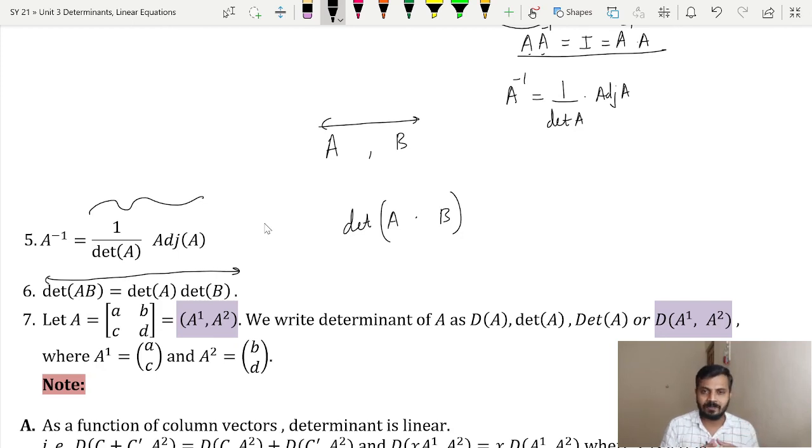But there is one more easier way. Instead of finding the multiplication of A and B, you find the determinant of A and you find the determinant of B, and that's it. Simply take the multiplication of those, and you are going to get the determinant of this multiplication, that is A multiplied by B. Very important property, we will be using it in most of the examples and theorems that we are going to come across in the future.